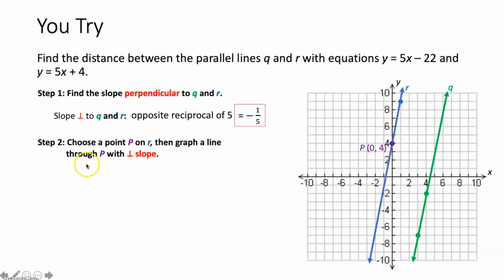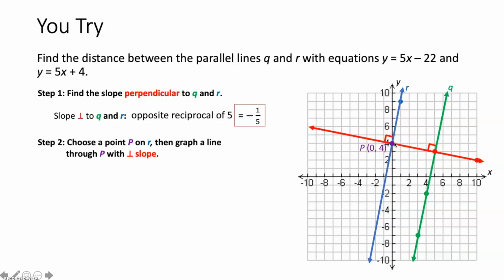And then I'm going to graph a line through P with this perpendicular slope. So starting at this point, I'm going to use this slope to get the rest of my line. I go down 1, right 5, and I put a point. Down 1, right 5, and I put a point. Draw a line through those points, and I have successfully graphed a line that is perpendicular to my 2 lines and goes through my given point P.